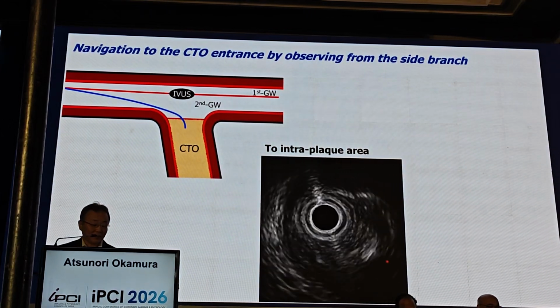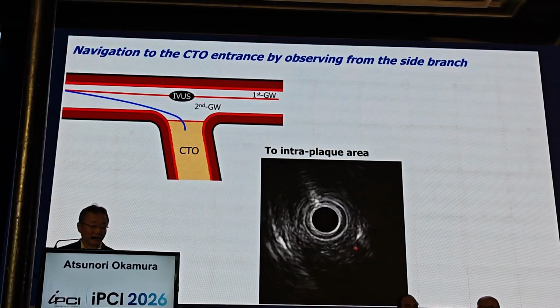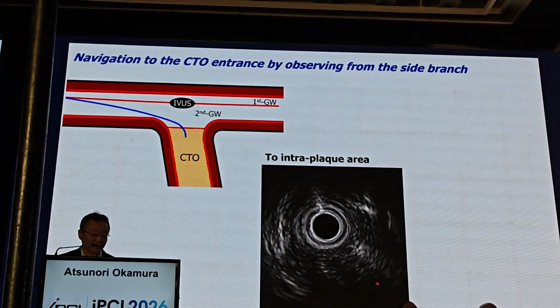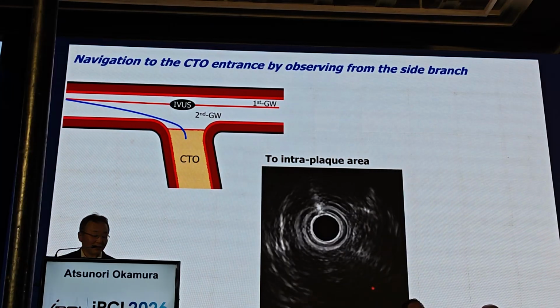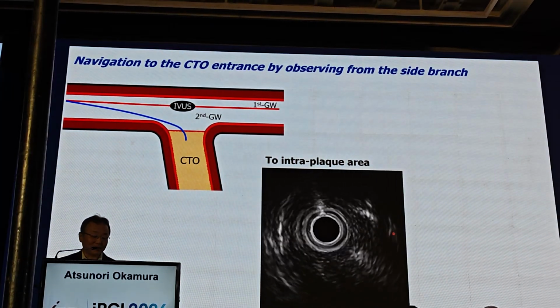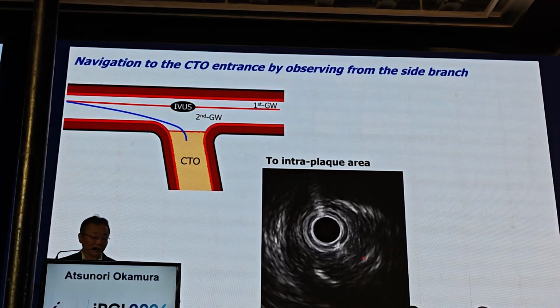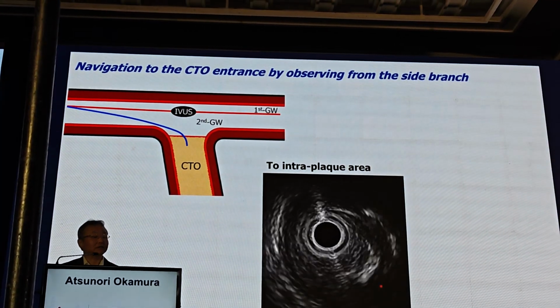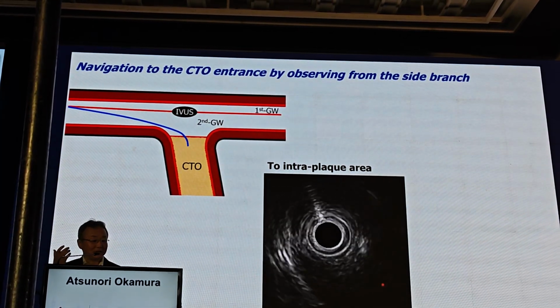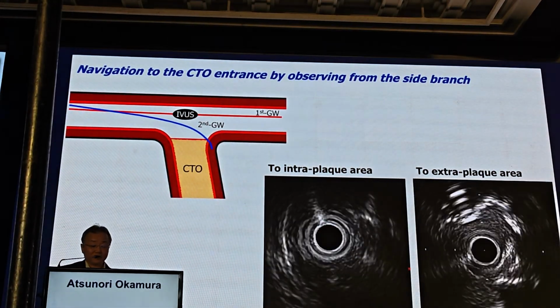This is the true lumen entrance of the CTO. If the guide wire tip is going in this direction, you should rotate clockwise. If the guide wire tip is going in this direction, maybe the subintima, counterclockwise. So you should choose clockwise rotation to navigate the guide wire tip to the target. So even at the entrance, you can use the tip detection method.